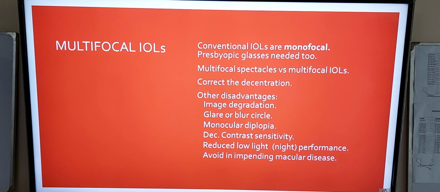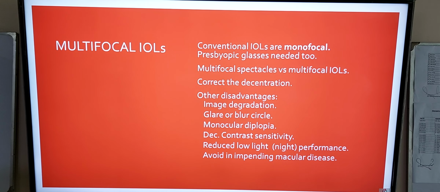There are some disadvantages of multifocal lenses. The image may be degraded, with glare or blur circle. This is formed, as I have told before, because two images are always formed in a multifocal lens. One is for far vision and the other is for near vision, but the retina always perceives one image with clarity. So the other image forms a blur circle which is perceived as a glare or blur circle.